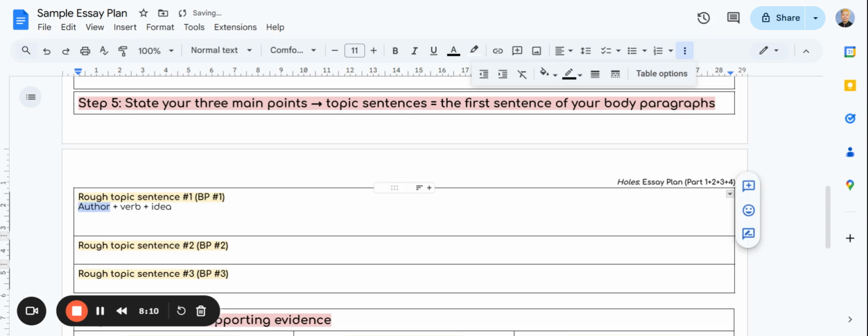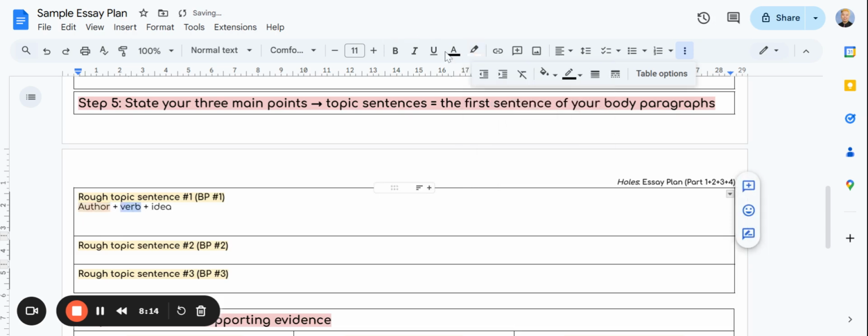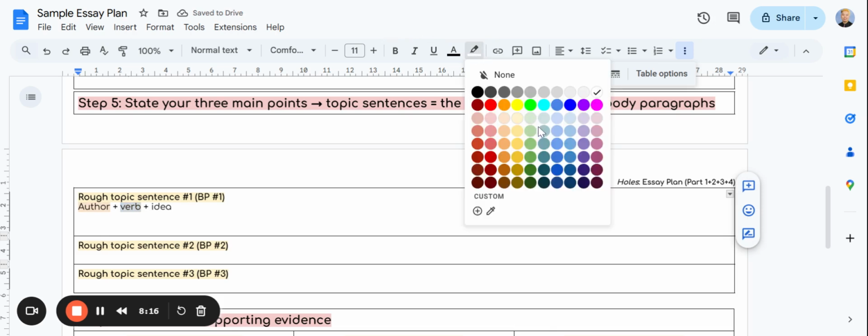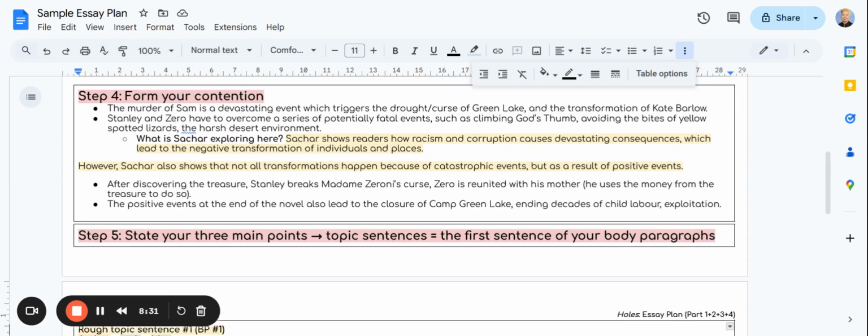All right. So I'm going to color code these to hopefully make it a little bit clearer for you guys. So I'm going to color code author in orange, verb in blue, and idea in green. So how do we come up with our 3 main ideas? Well, we have to do that by looking at the contention. We have our contention now.